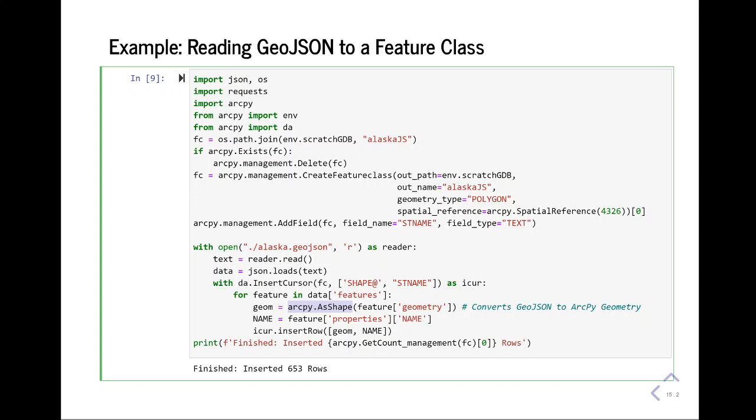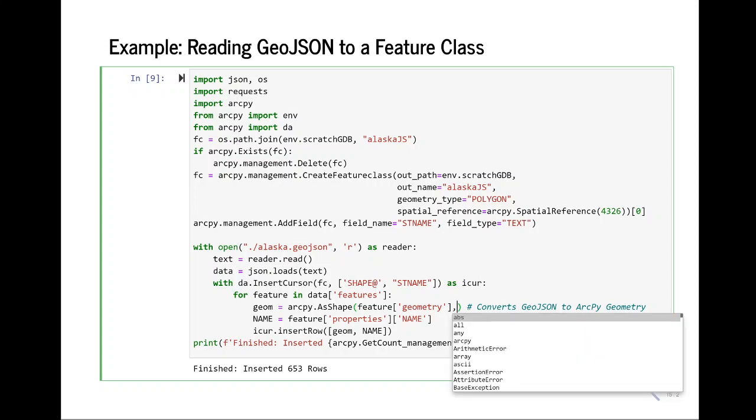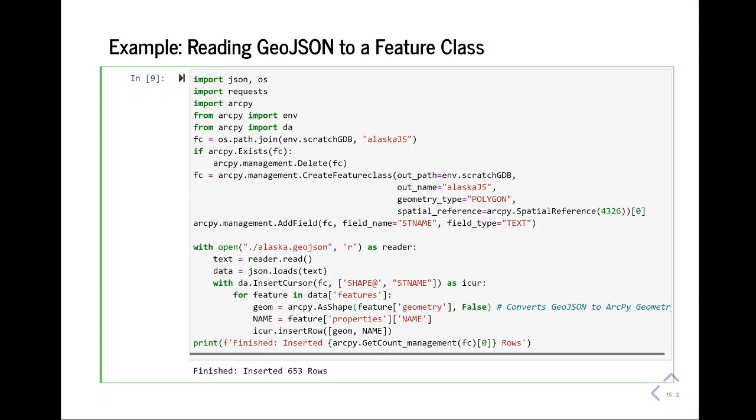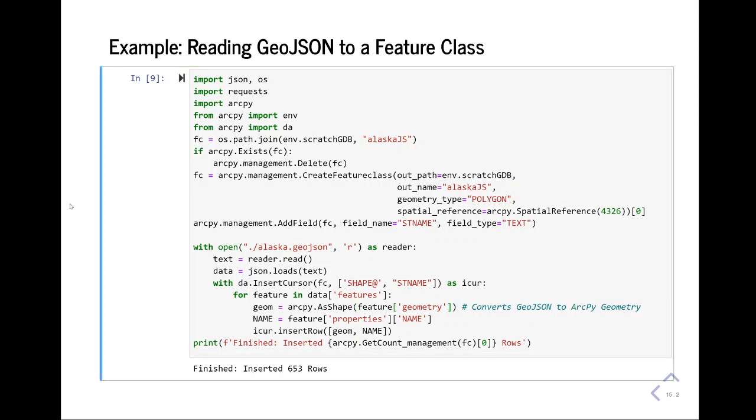I can even do the same thing here if I had an Esri geometry as well. So let's say I'm querying a feature service online, a hosted feature service or a hosted map service, and it came through as Esri JSON, I would just have to put another variable in here in the AsShape, set to False, and then it would convert that Esri JSON into the ArcPy geometries for me. And that's something you can explore on your own.